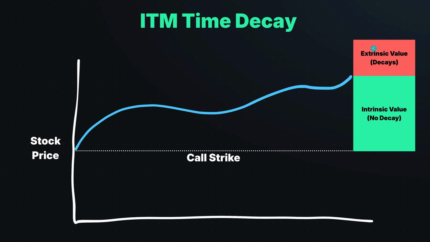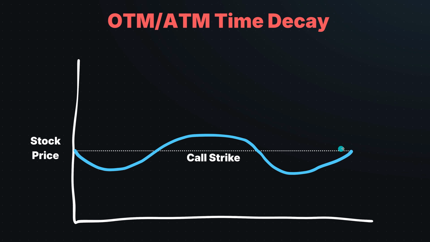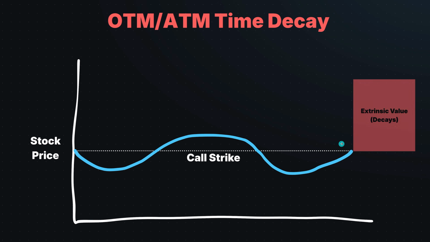When you have an in-the-money call option, you're going to have a price that looks something like this, where you're going to have a large portion of intrinsic value, and then you're going to have a smaller portion of extrinsic value the more in the money the call option becomes. But when the stock price is at or below the call strike price, the entire option value is extrinsic value, and that means the entire option price is exposed to time decay.